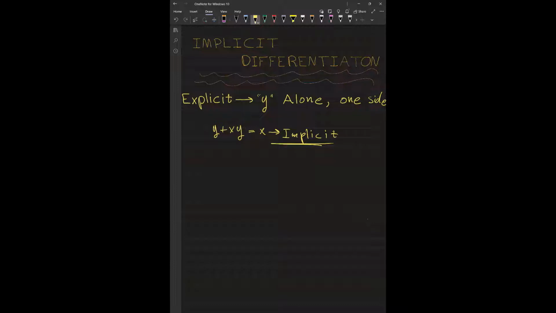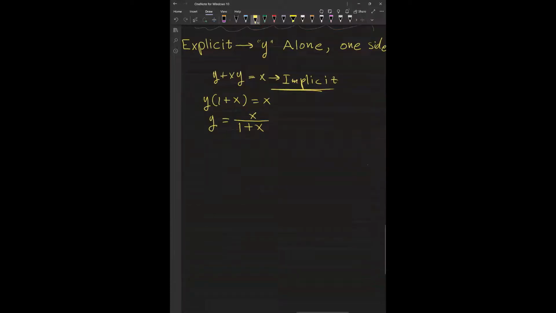I can write it as y equals. So I can take y as a common factor, equals x, and then divide: y equals x all over 1 plus x. So sometimes I can change from implicit to explicit. Now you might say, okay, I could just turn any function into an explicit form and take the derivative and solve it. Well, consider this example.